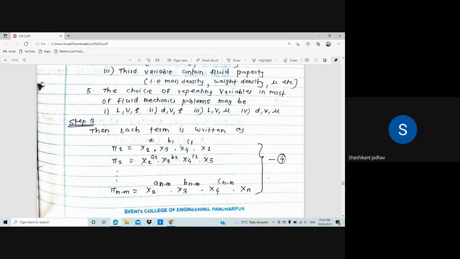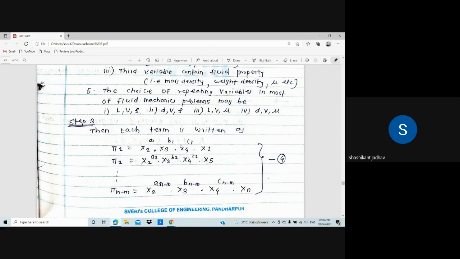Then write down step number 3. Step number 3: each term is written as, then each term is written as. तर प्रत्येक term कशी लिहायची बघा.